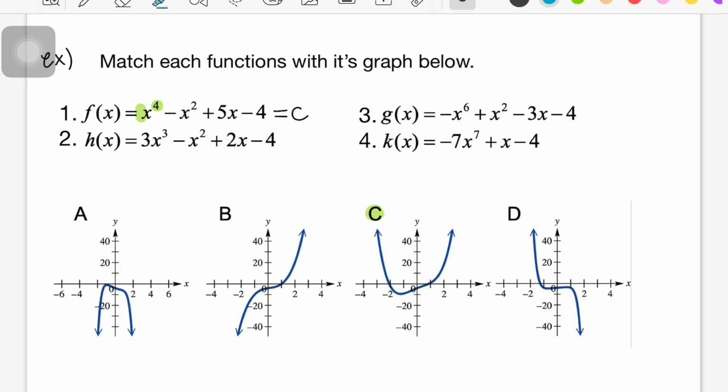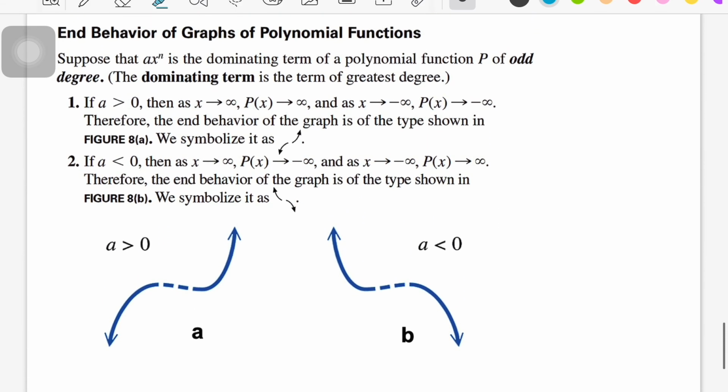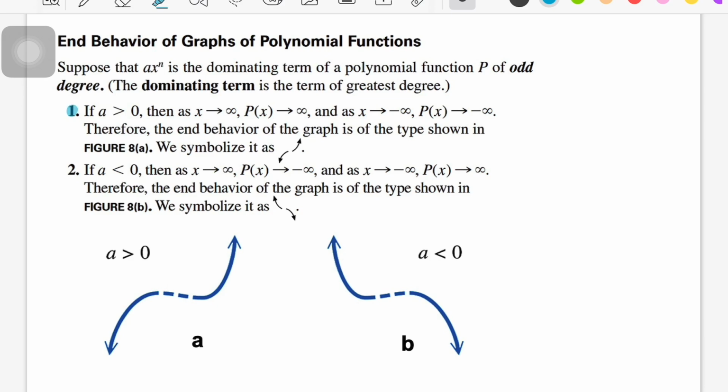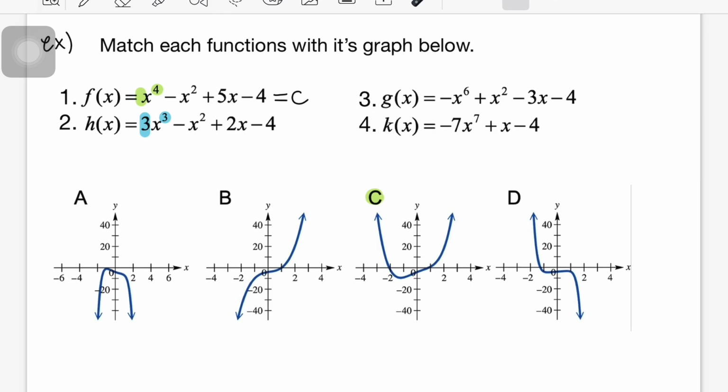Looking at the next function here, we have an odd degree, degree 3, and the coefficient of our leading term is also positive. So in this case, we have when our function has odd degree, but our a is positive. Okay. So in this case, as x goes to infinity, so does our function, and as it goes to negative infinity, so does our function. And we have a graph that looks somewhat like this. So looking at all of our graphs here, the only graph that resembles that behavior will be this graph here, B.